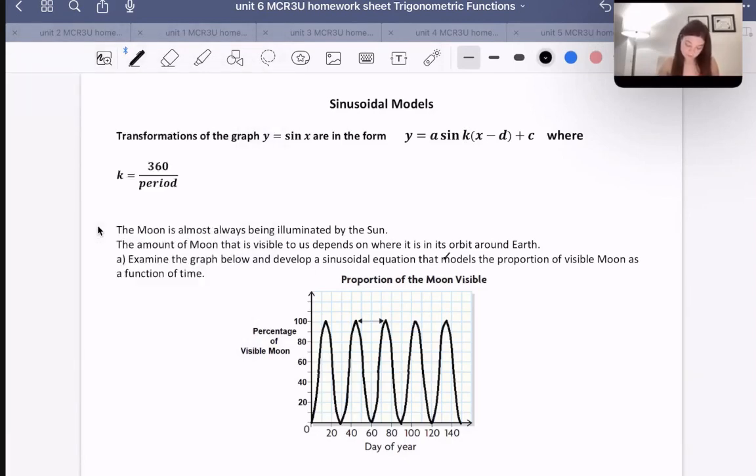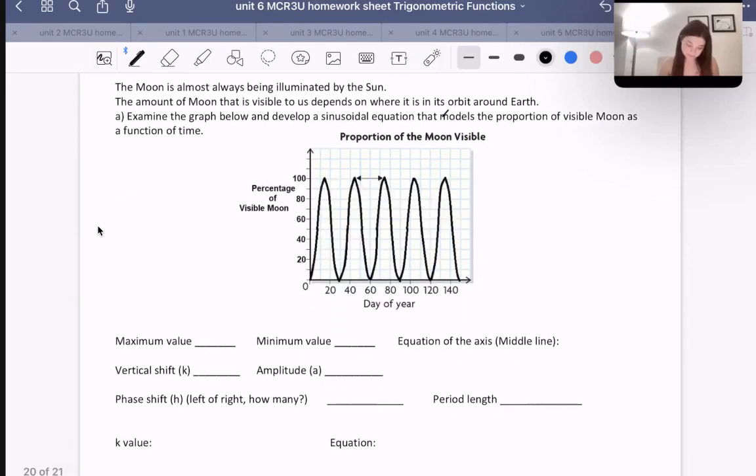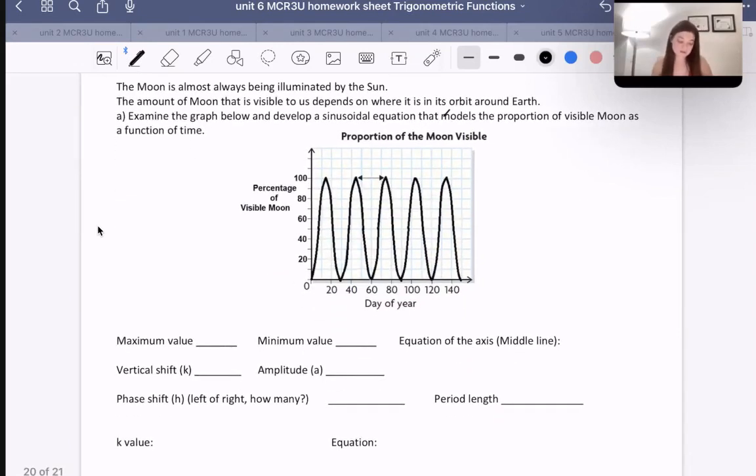So I'm going to give an example here. It says that the moon is almost always being illuminated by the sun. The amount of moon that is visible to us depends on where it is in its orbit around Earth. Examine the graph below and develop a sinusoidal equation that models the proportion of visible moon as a function of time.